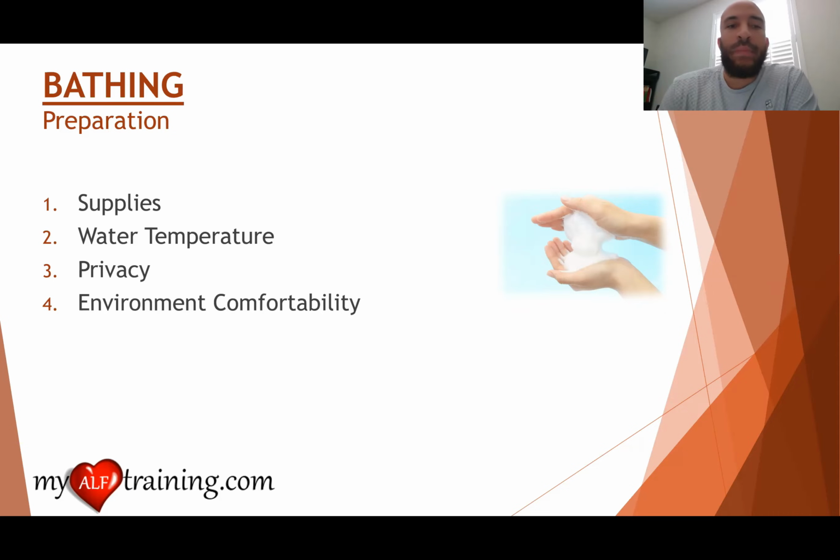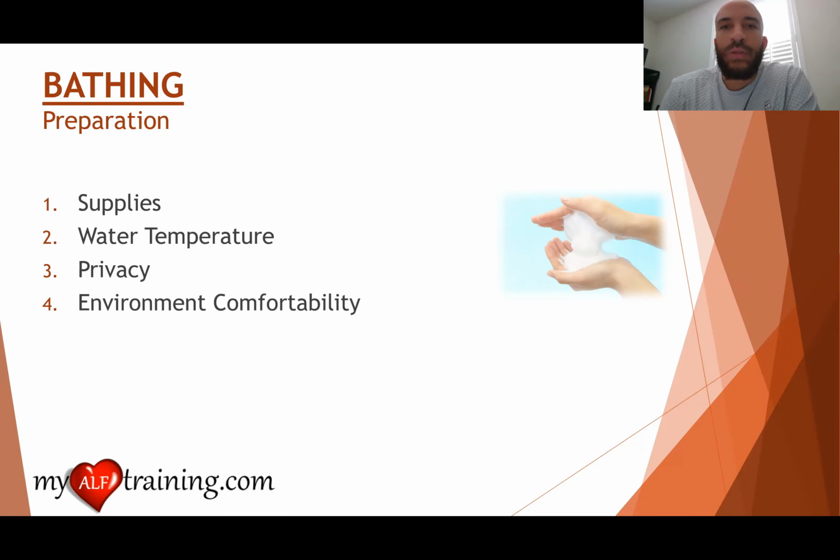And environment comfortability, we talked about the temperature in the room. We talked about the water temperature. Make sure the door is closed so no one can come in, or if you can't leave the door closed at your facility for whatever reason, make sure you put a sign that lets your coworkers know, hey, I'm bathing this patient. Don't come in, because I want to make sure that this patient's privacy is maintained.